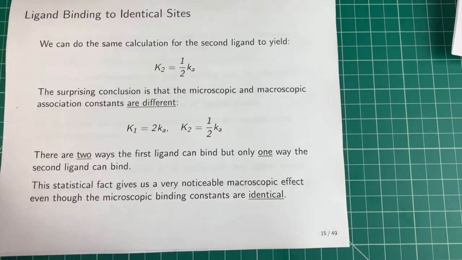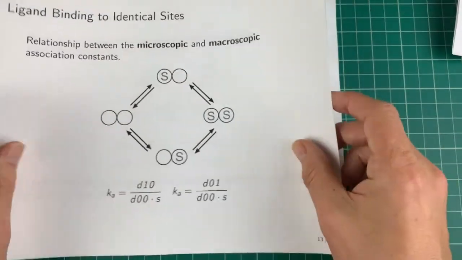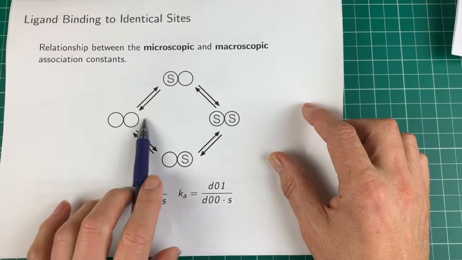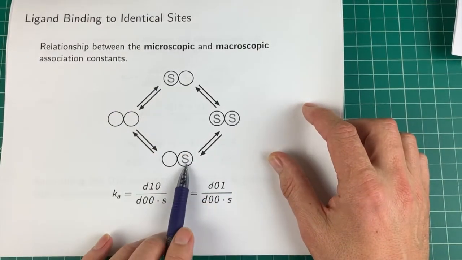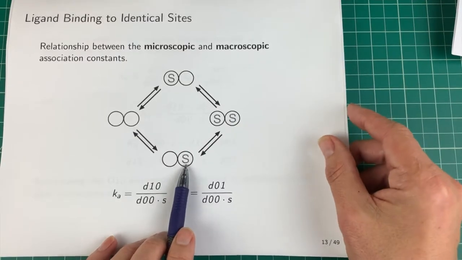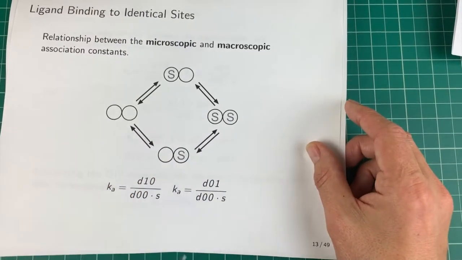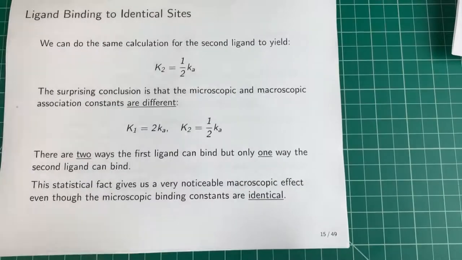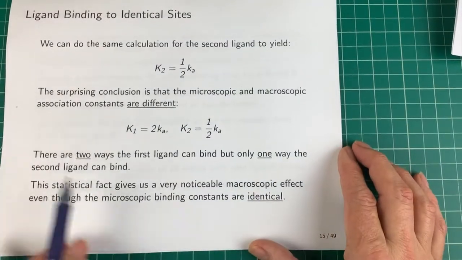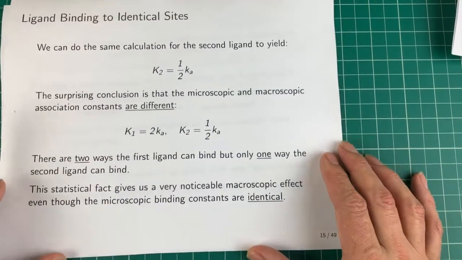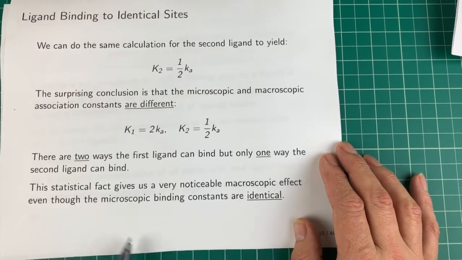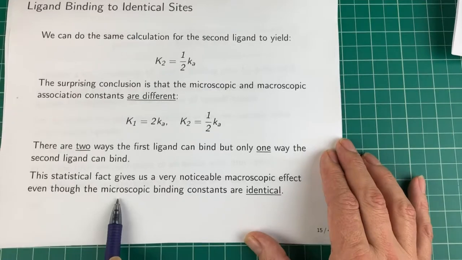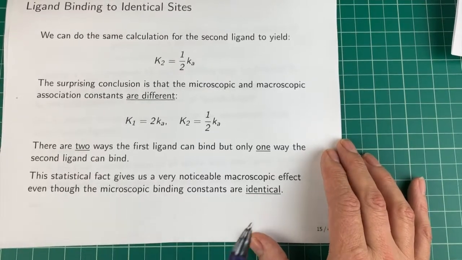So what I mean by that, let me get the diagram. There are two ways for the ligand to bind on the left side. It can either bind to the left subunit or bind to the right-hand subunit. But there's only one way for it to unbind. Okay. And just this observation gives us a very noticeable macroscopic effect, even though the microscopic binding constants are identical.